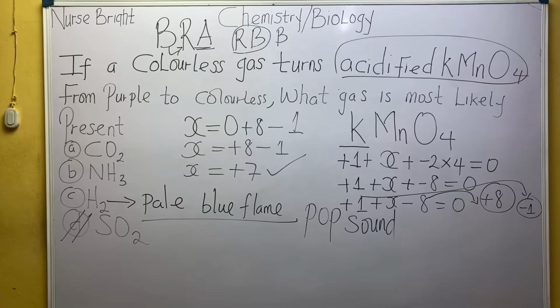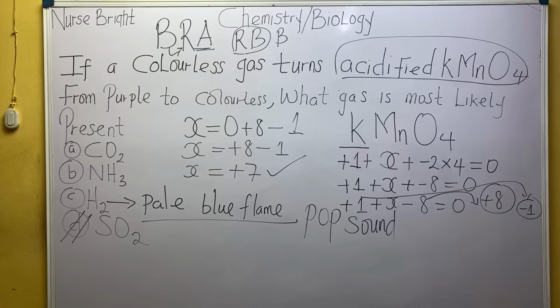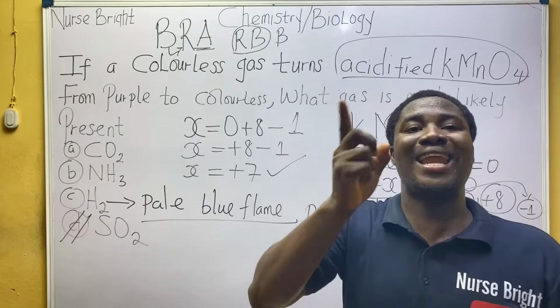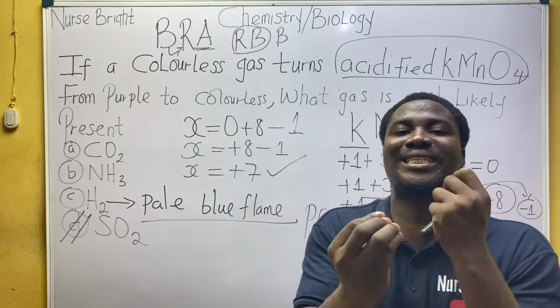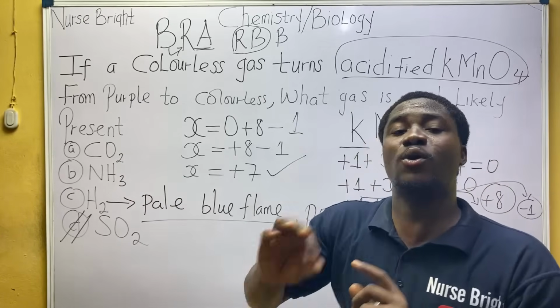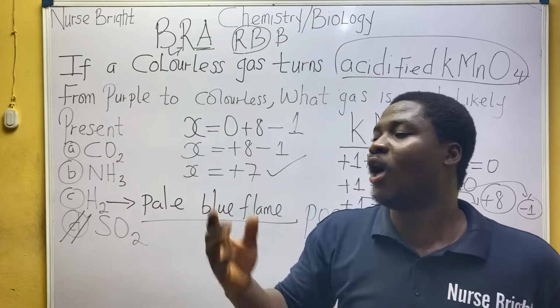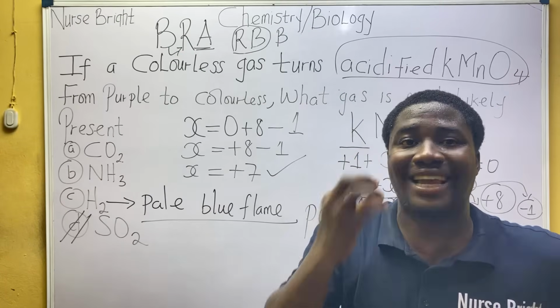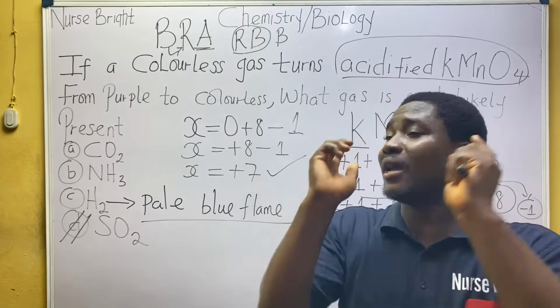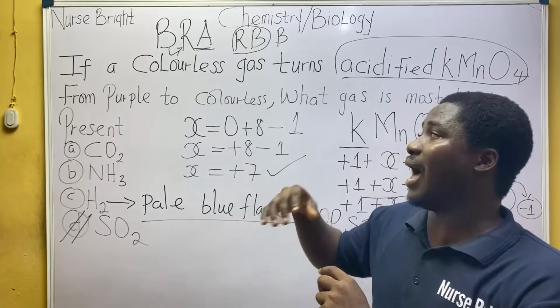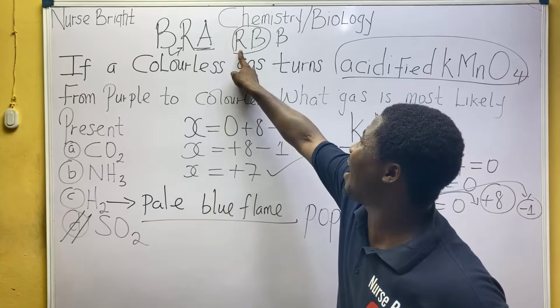I want to move further to talk about something very important. Another thing you have to know about ammonia is how to test for it. First, it has a characteristic pungent smell. But when the smell is pungent, it could be ammonia, it could be other gases. For further confirmation that it's ammonia, it is basic in nature, so it will turn red litmus paper blue.